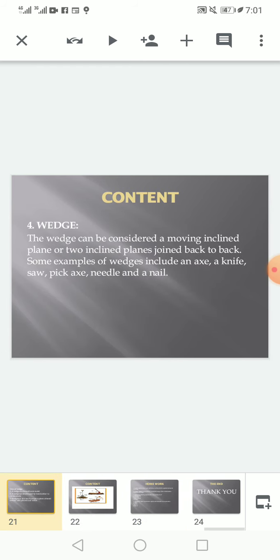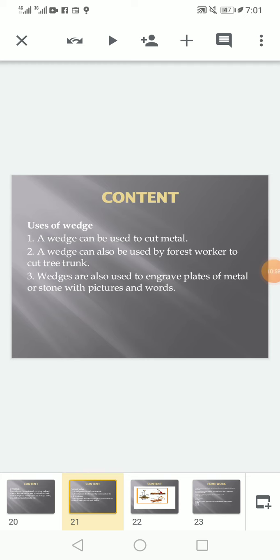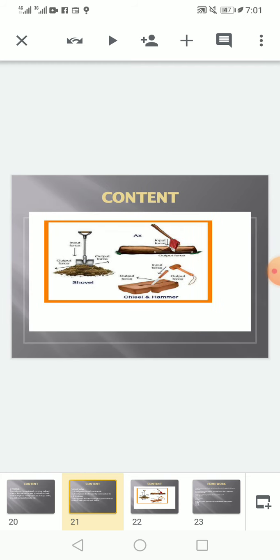So far, so good. We've looked at four different simple machines. In our subsequent bulletin, we will look at the remaining types of simple machines, and we will discuss each of them in detail.